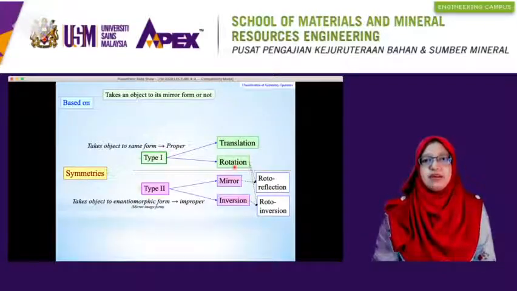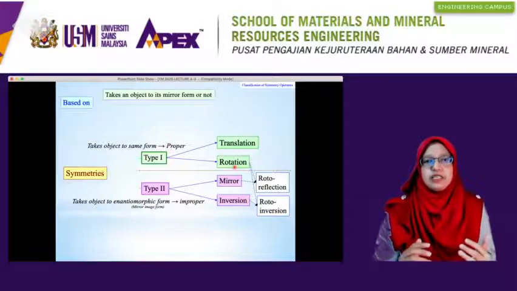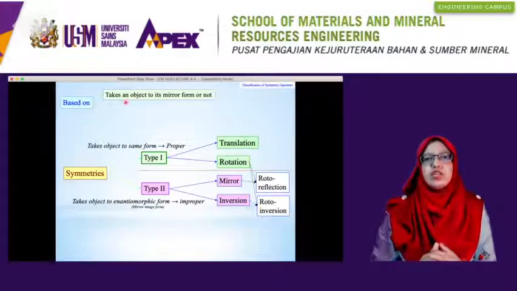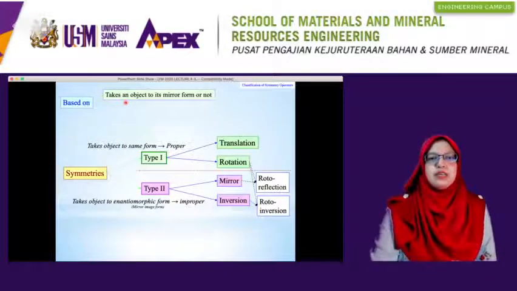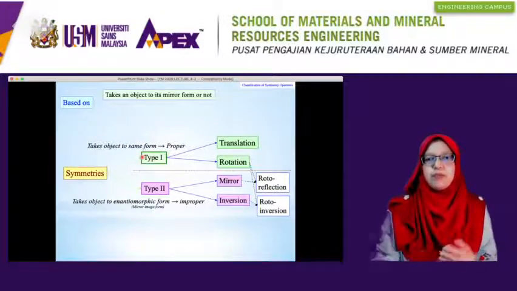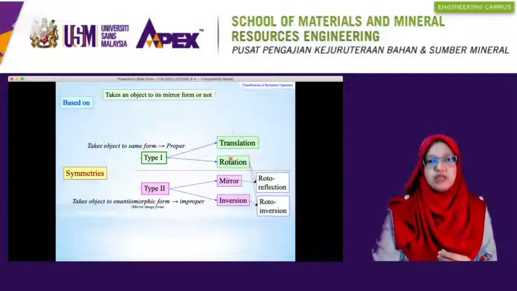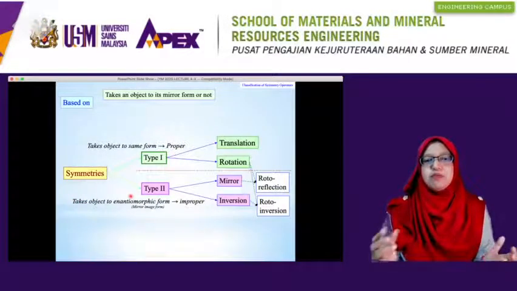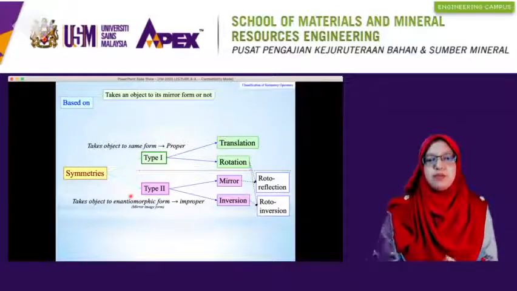Basically, we can classify symmetry based on the operators. For instance, based on whether it takes an object to its mirror form or not. So we have type 1 and type 2. Type 1 will take the object to the same form, which is proper. This includes translation and rotation. Then we have type 2, which includes mirror and inversion. But type 2 does not take the object to the same form. That means it is improper, or in mirror image form.